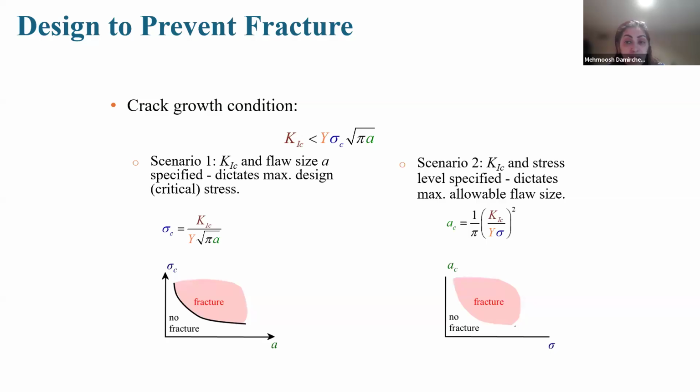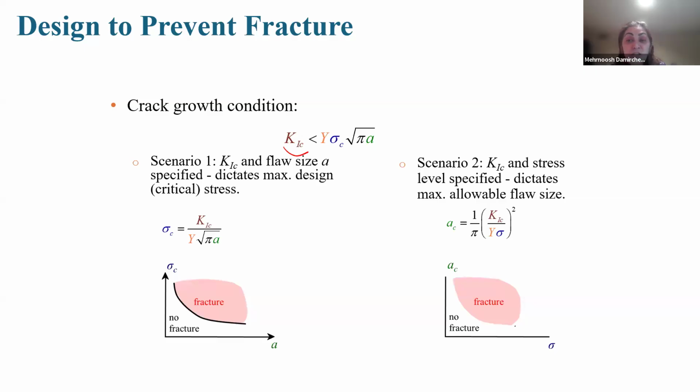When designing to prevent fracture, the main goal is to keep the stress intensity below the material's fracture toughness. Here you see that K1C is the fracture toughness, Y is a constant that for plane strain we usually consider 1, sigma C means the critical stress, root pi is the number, and A is the length of the crack.